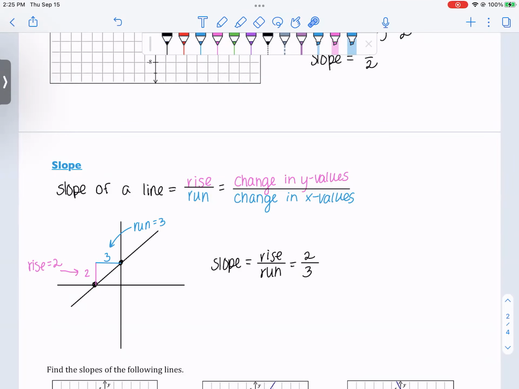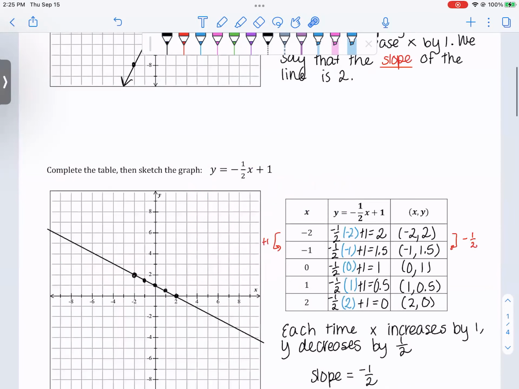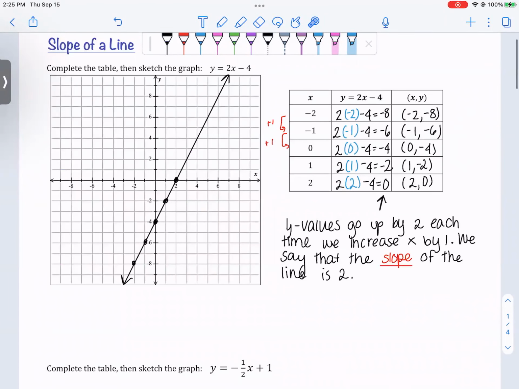Let's look back at these other lines we were looking at. I can choose any point on here, right? I can choose any point. So if I start here at this point, it's -1, -6. And let's take another point here. This is going to be like a really big difference.